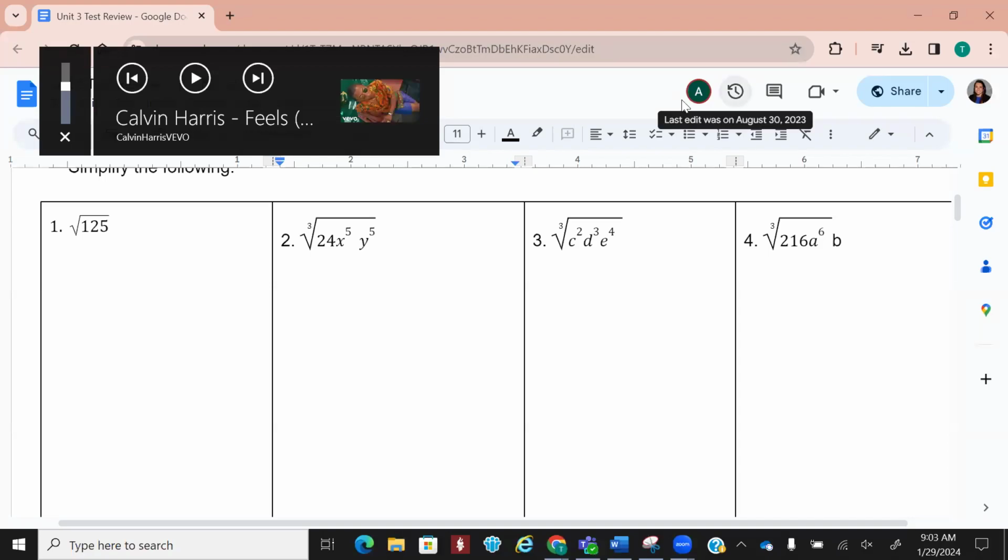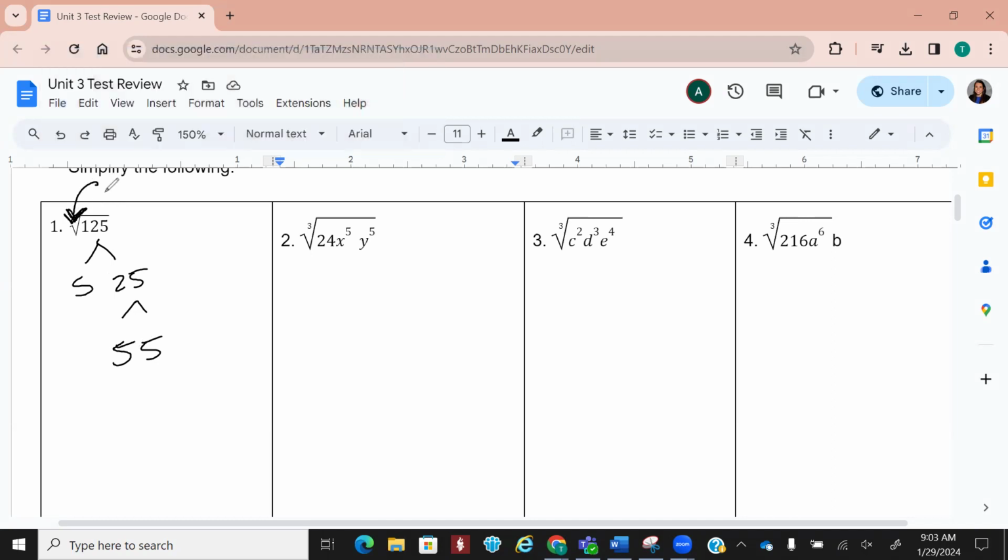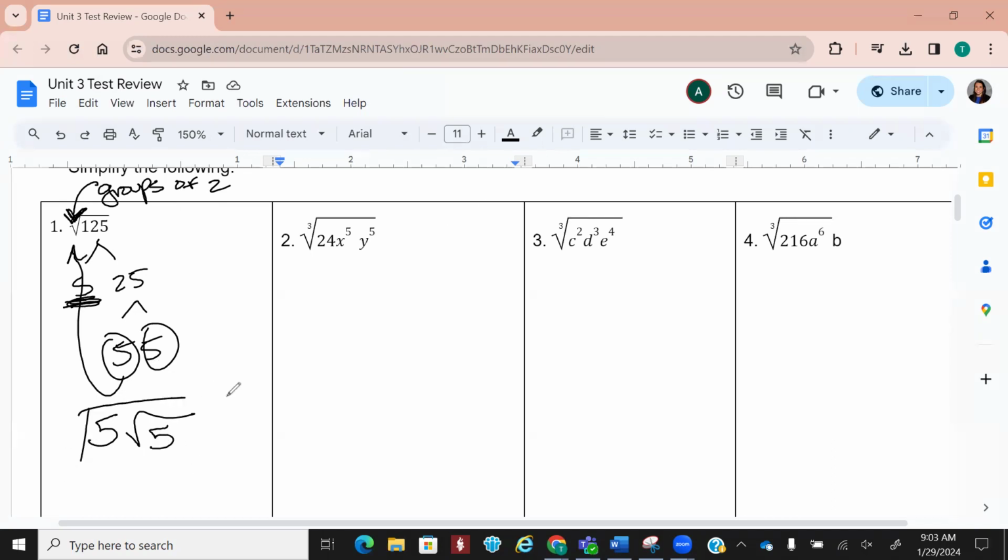Okay, so on this first one, we're trying to simplify. What is 125 divisible by? 25 and 5. And what can we break 25 down into? Okay. Now, just a reminder, you want to look here to decide what type of groups that you want. So this is going to be groups of 2. So if we have 2 5s, we're going to pull them out front. And then what are we left with on the inside? A 5. So ta-da, final answer.